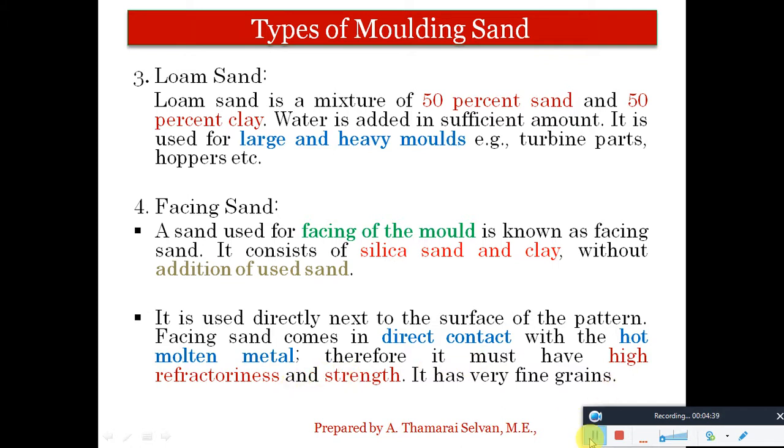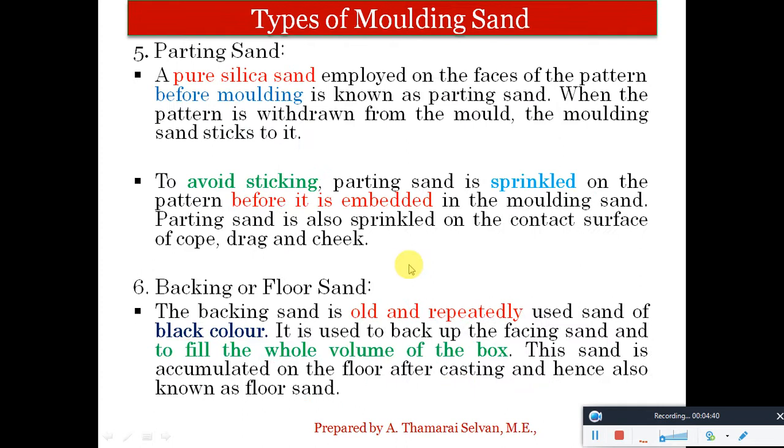Parting sand is a pure silica sand employed on the faces of the pattern before molding to avoid sticking of the pattern with the other material, the sand. We use this parting sand. It is sprinkled on the pattern before it is embedded in the molding sand.